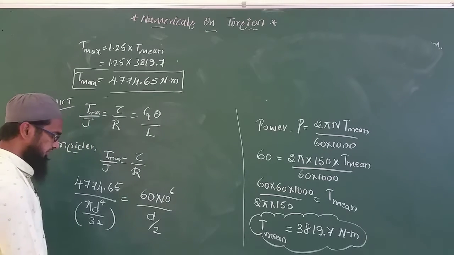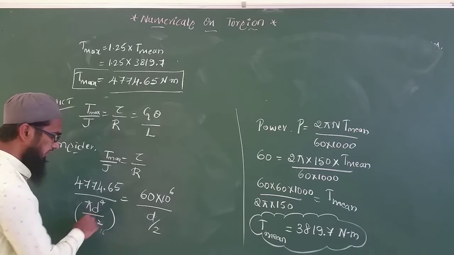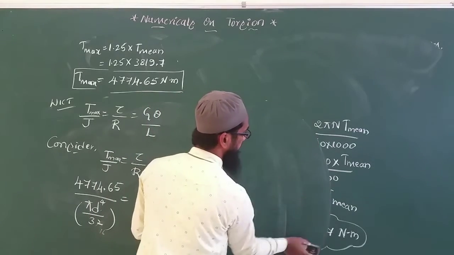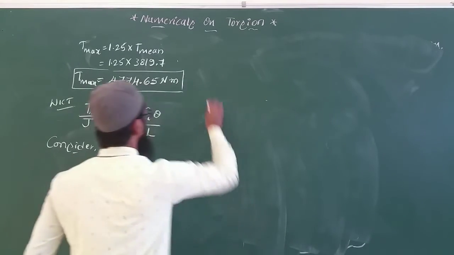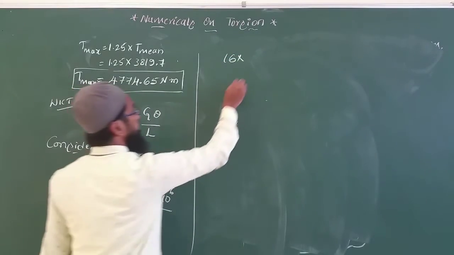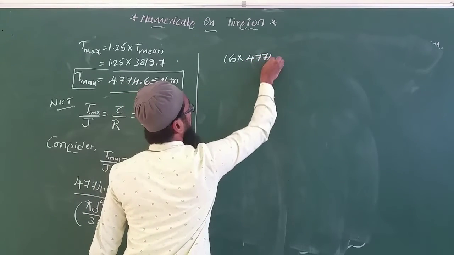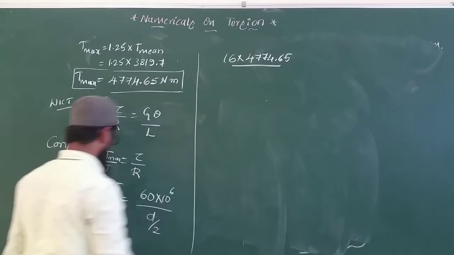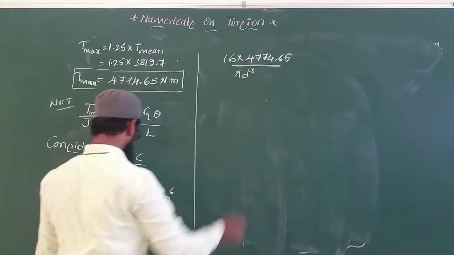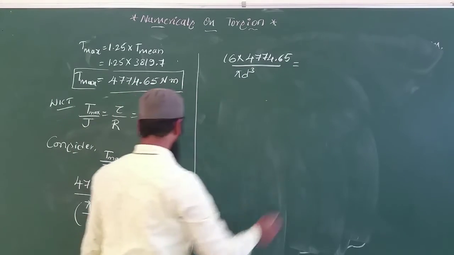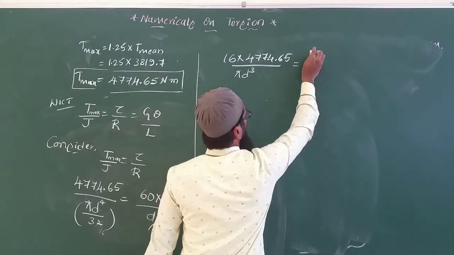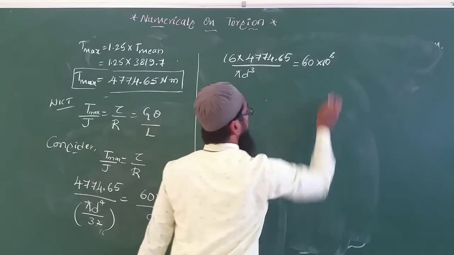Now the simple thing: 2 ones are 2, 16s are, so one d and one d get cancelled here. The 16 will go to the numerator. We just simplify here. So the remaining part is 4774.65 into 16 by, here the pi is there and d cube is left. That is equal to, on the right hand side, 60 into 10 power 6.